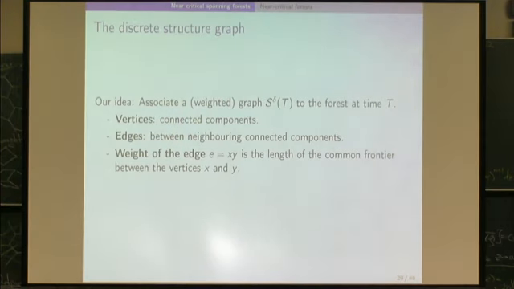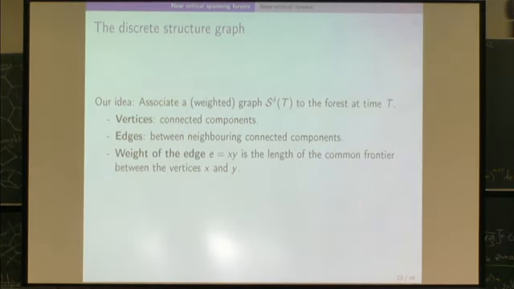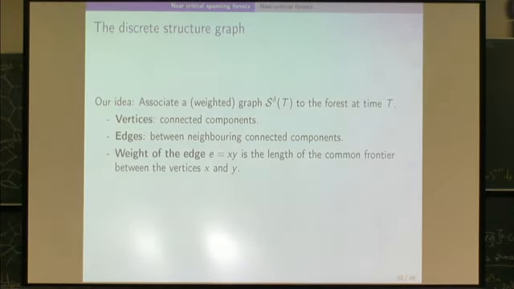But in fact, we have another idea to see in a more intuitive way that this backward dynamics is Markovian. Our idea is to associate to the forest a weighted graph, where the vertices will be the connected components, the edges will be between the neighboring connected components, and you will put weights on the edges. So the weight of one edge is simply the length of the common frontier between the two vertices that you are linking. I call this weighted graph the structure graph of my forest.